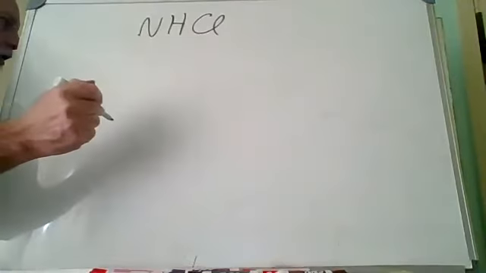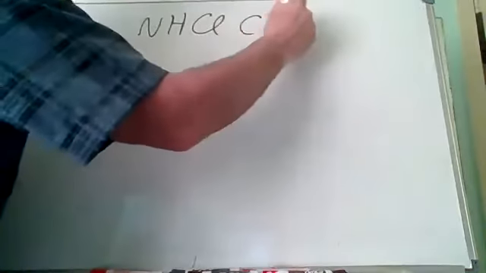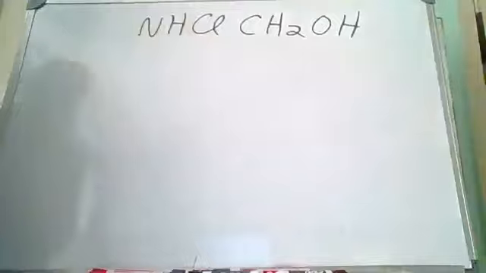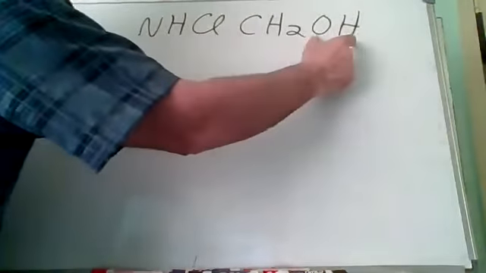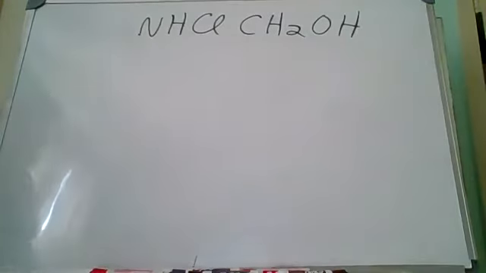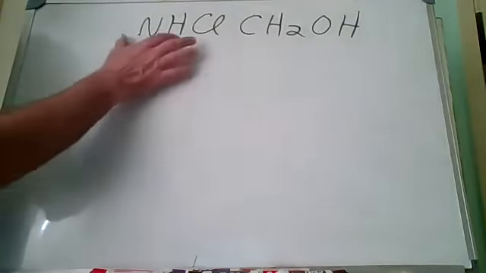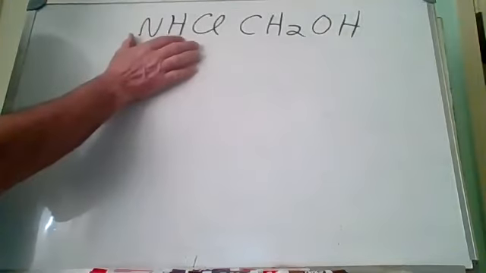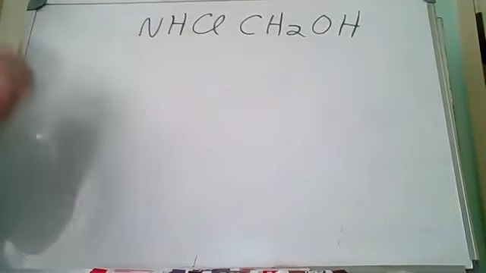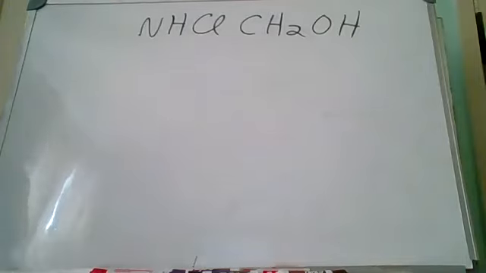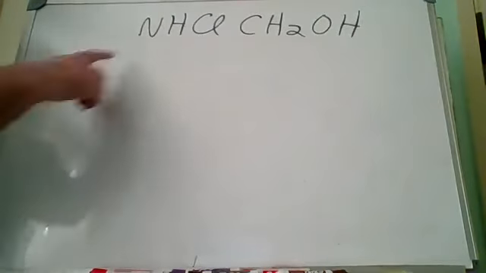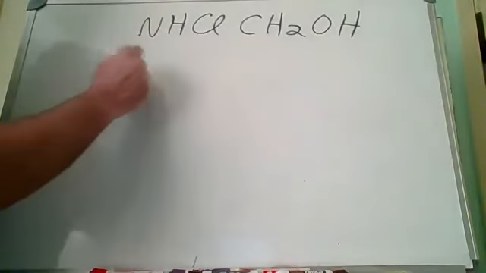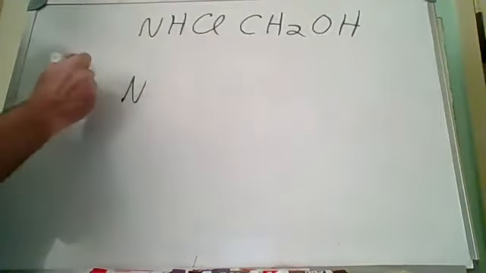Here we have NHCl, CH2, OH. So again, we should ask, do we have any functional groups? Well, this looks like it's probably going to be an alcohol group. This is not an amine group. Amine group is NH2, right? So this is not an amine group. CH2, we should know what that's going to look like. We went over that last class. So I'm going to begin with the nitrogen, and the hydrogen and the chlorine should be attached to it.